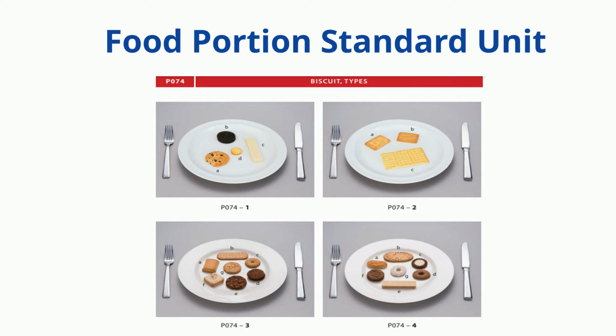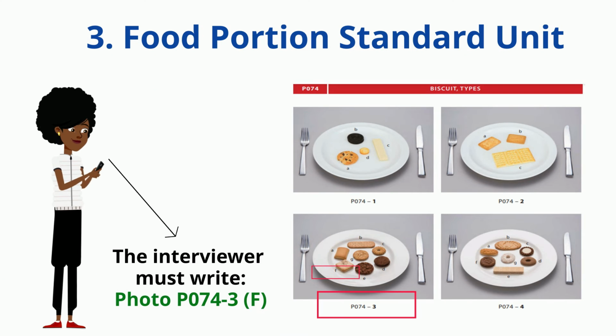The food portion standard unit sections show images of food types and their sizes. At this stage, the interviewee must point out the type of food that was consumed, and the interviewer will write down the code of the food reported.